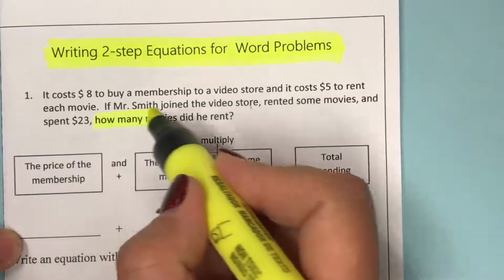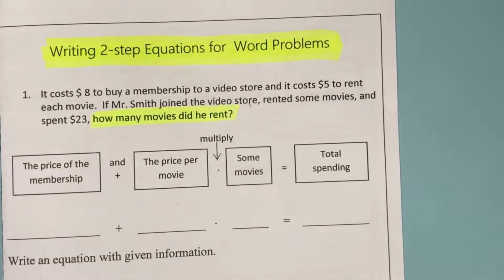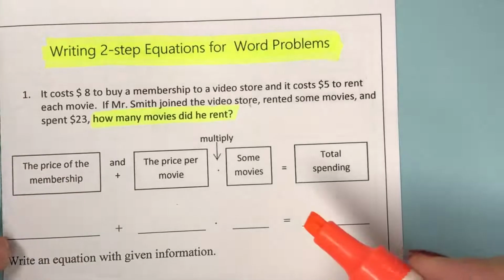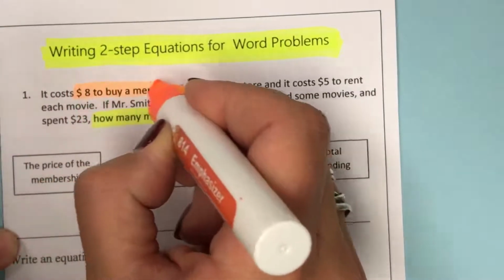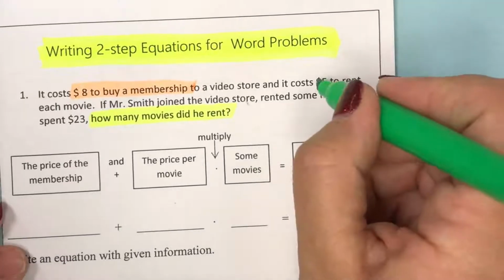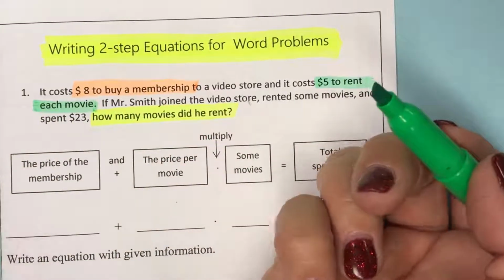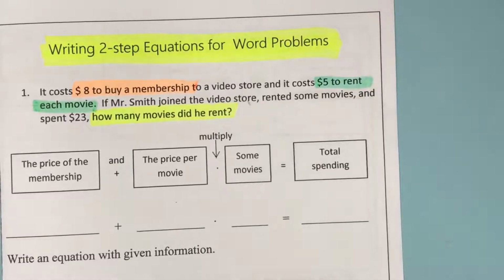So in the equation, we don't know how many movies he rented, but we do know that the membership he paid for was $8. And then each movie is $5 to rent. So when we say $5 per movie, that means if we rent one movie, that's 5, 2 movies will be 10, 3 would be 15. So multiplying the cost by the number of movies.